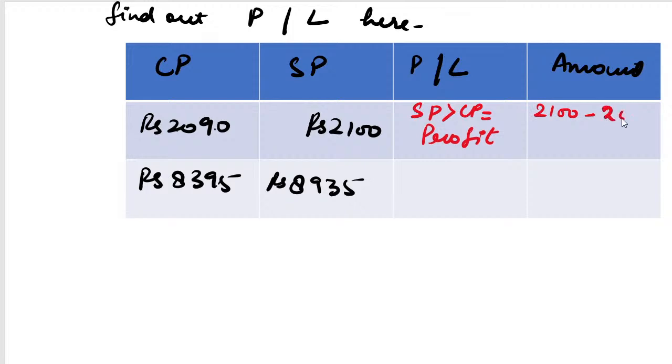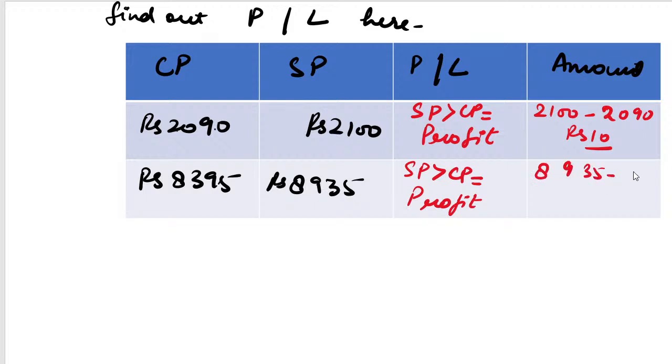2100 minus 2090, so we have a profit of rupees 10. Now in the case of 8395 and 8935, SP is bigger than CP, so we have profit. We have to find out how much profit we are gaining right now, by subtracting. So 8935 minus 8395 equals rupees 540. So there is a profit of 540 rupees. That's how you can find the answers to questions like that.